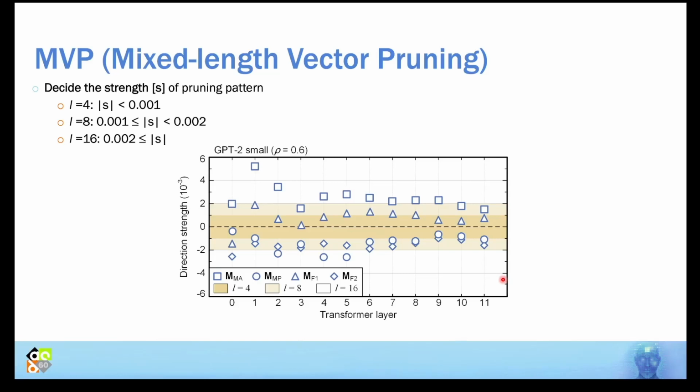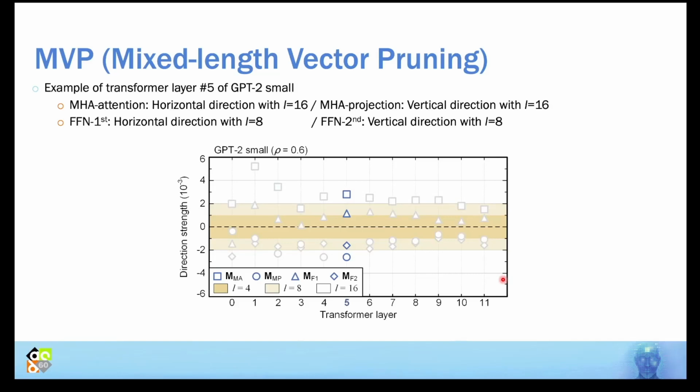Therefore, we aim to provide the highest possible vector length while minimizing accuracy drop. And here is an example of transformer layer number 5 of GPT-2 small. If you look closely, MHA attention and first FFN are horizontal direction, and MHA attention's vector length is 16, since it has a relatively high direction strength. And first FFN's vector length is 8, and other values are given in the same way as above.